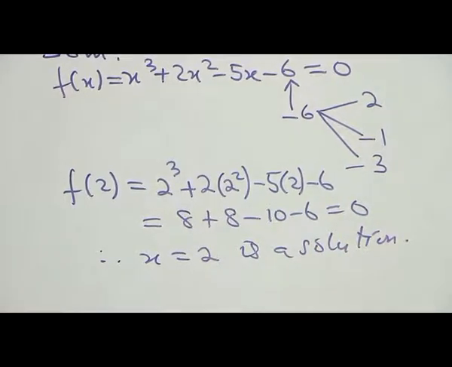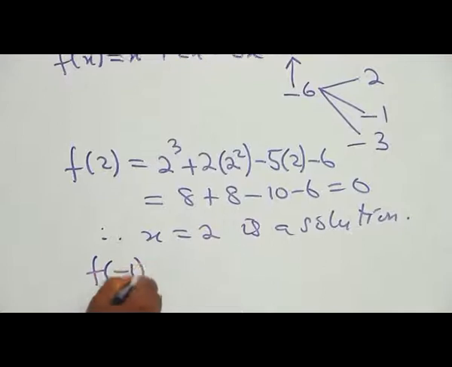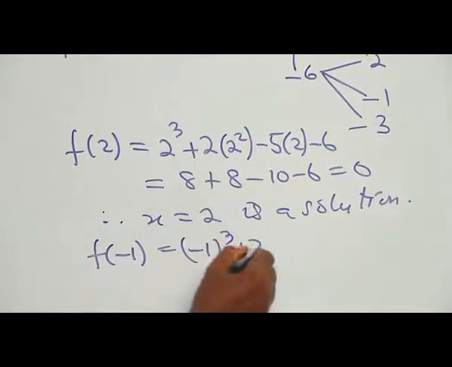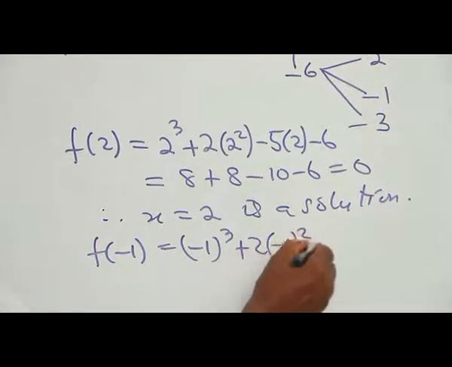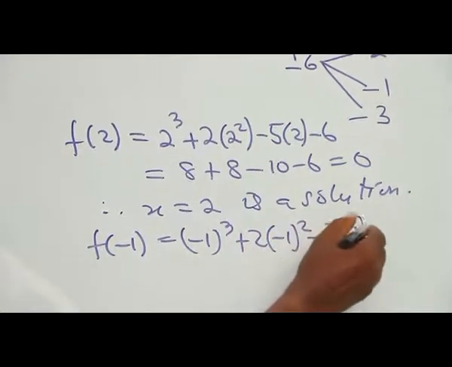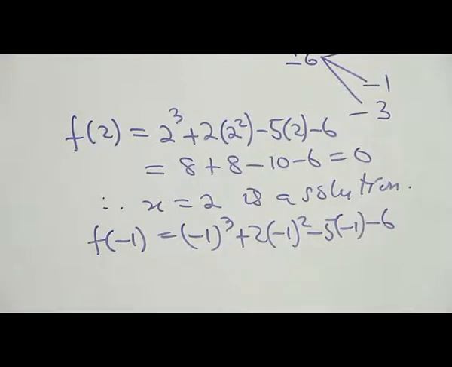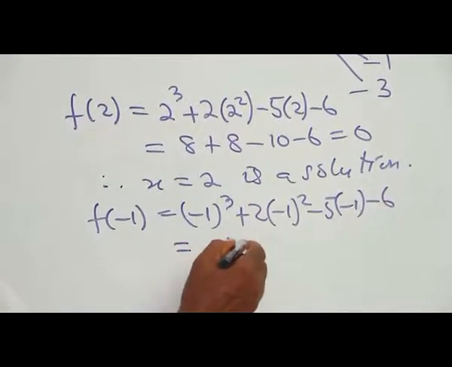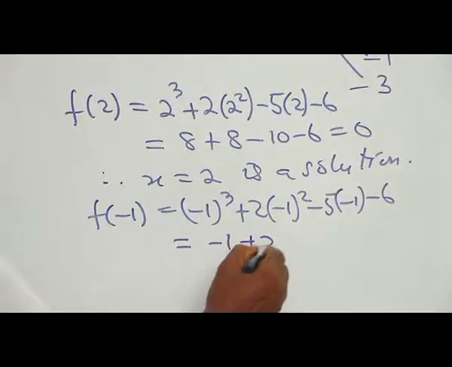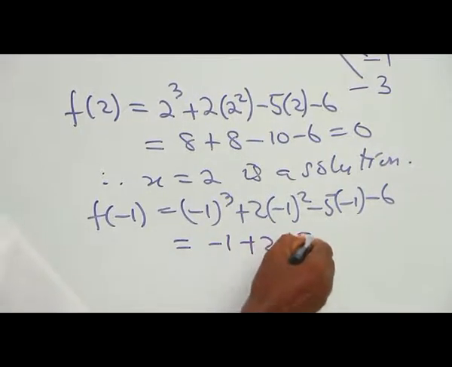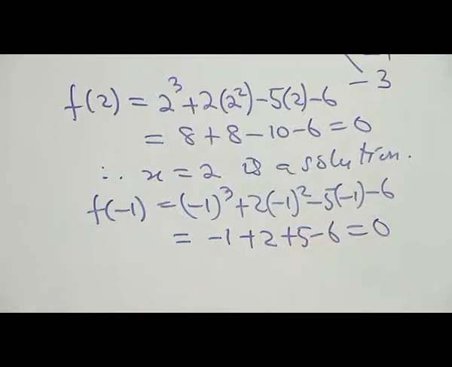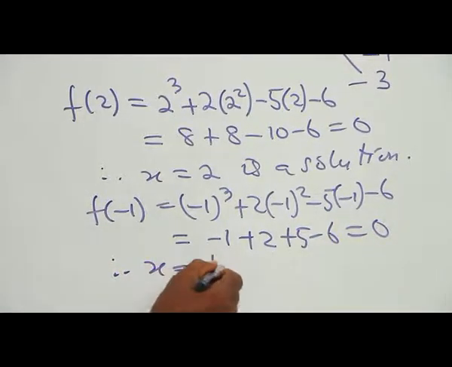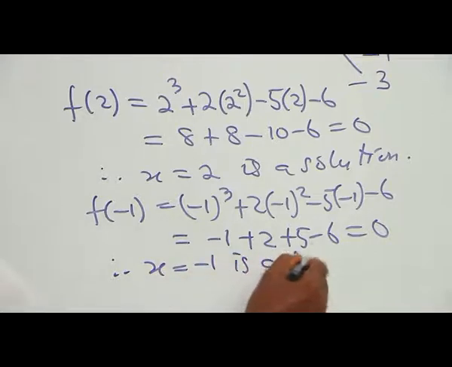You do the same thing with f of minus 1. You will have minus 1 cubed plus 2 into minus 1 squared minus 5 into minus 1 and minus 6. The result of this is equal to minus 1, and then this is plus 2, and this is plus 5, and this is minus 6. Answer is equal to 0. Therefore, s equal to minus 1 is a solution.